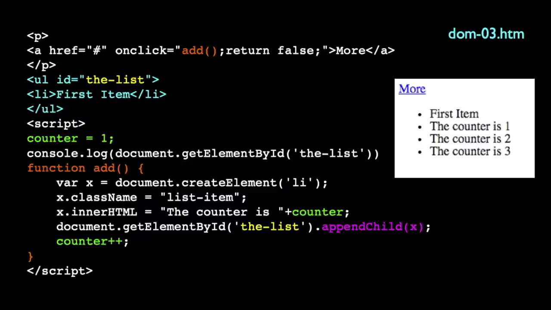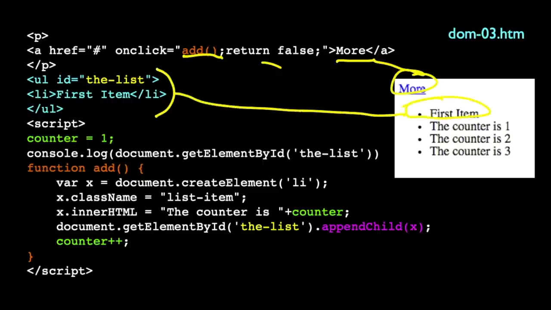So here is an even more sophisticated little example. In this example, you're going to see how you can actually modify and extend the document object model and add whole areas to the document object model that were not there before. So if we take a look at this code, and you can go ahead and run this on DJ Free. I've got a little link here, more, and I'm going to call this add function and return false. That's just so I stay on this page. And then I have an unnumbered list, and that's going to produce this first item.